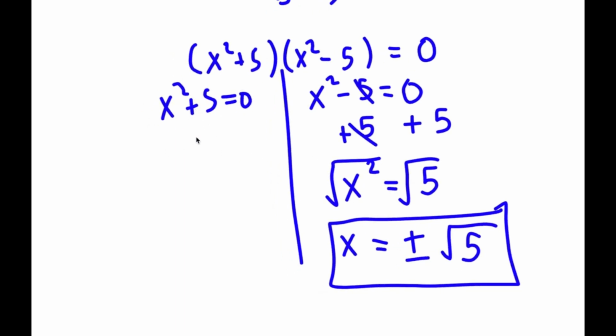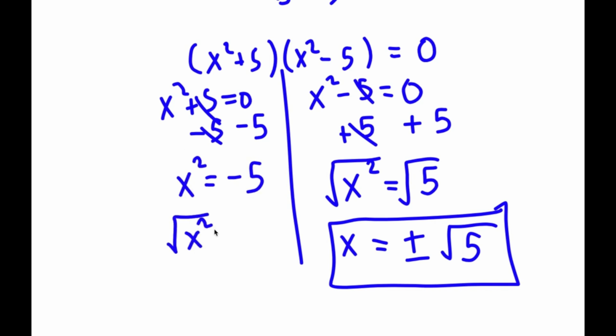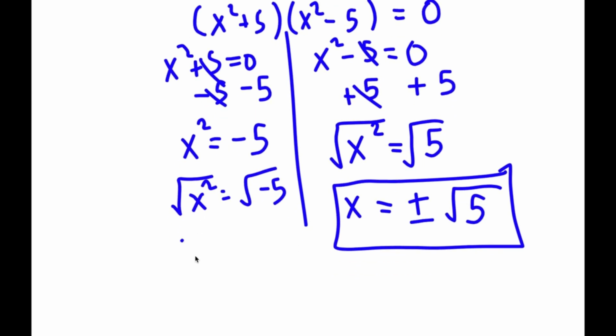Now I have x squared plus 5 is equal to 0. So to solve this, I'm going to subtract 5 on both sides. So then these two cancel out, and I have x squared is equal to negative 5. Now if I take the square root on both sides, I get the square root of x squared is equal to square root of negative 5. And the square root of x squared, that's x.